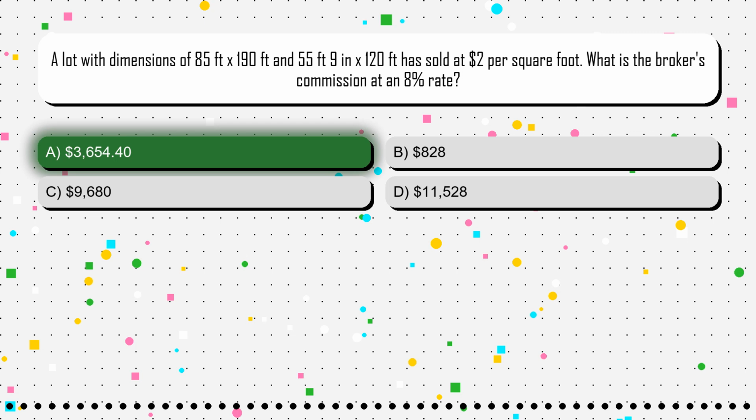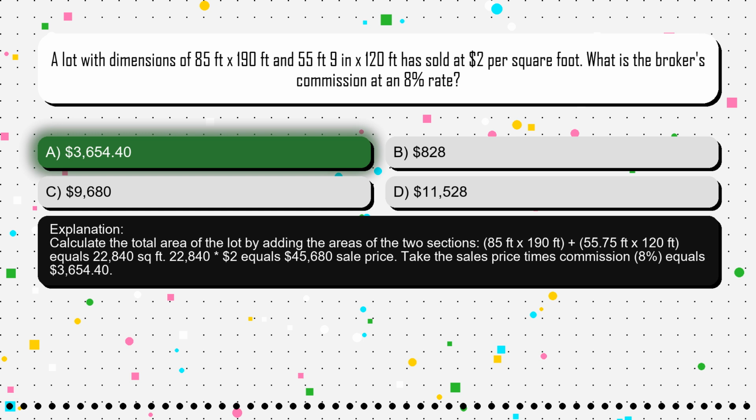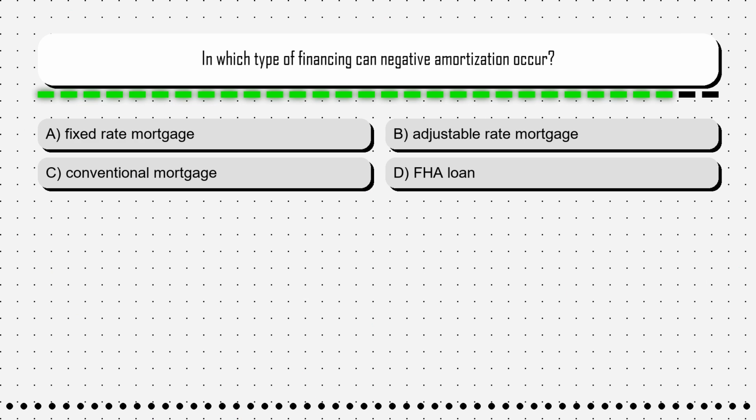The correct answer is option A, $3,654.40. Calculate the total area of the lot by adding the areas of the two sections, 85 feet x 190 feet, plus 55.75 feet x 120 feet, equals 22,840 square feet. 22,840 * $2 equals $45,680 sale price. Take the sales price times commission, 8%, equals $3,654.40.